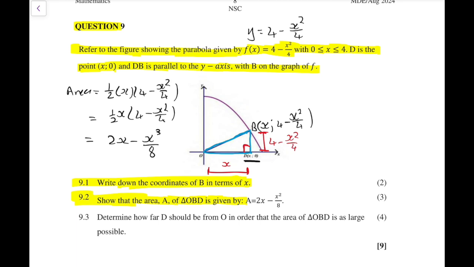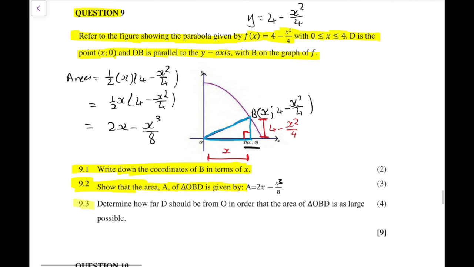Now, unfortunately, I think they made a mistake here. It shouldn't be x squared over 8, it should have been x cubed over 8. So that's probably a mistake on their side. 9.3, determine how far D should be from O in order so that the area... Okay, so it's basically just to optimize that point so the area is as large as can be.